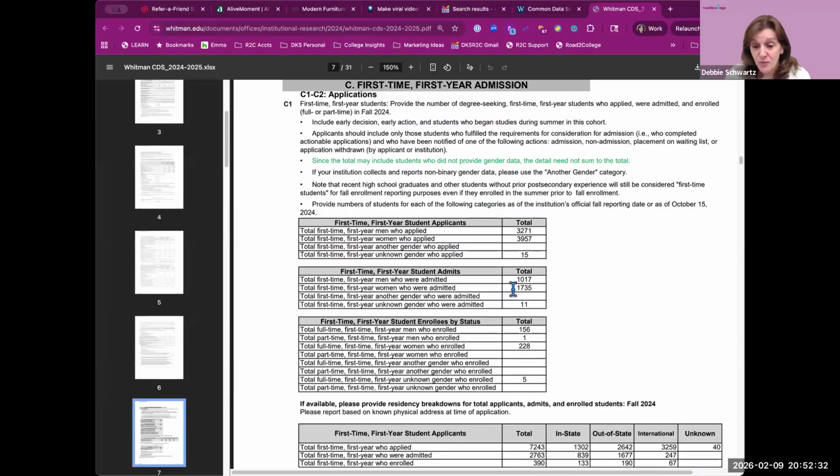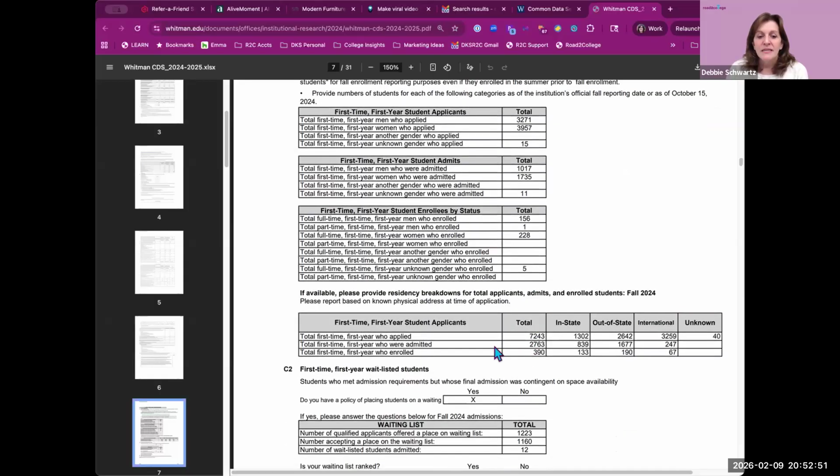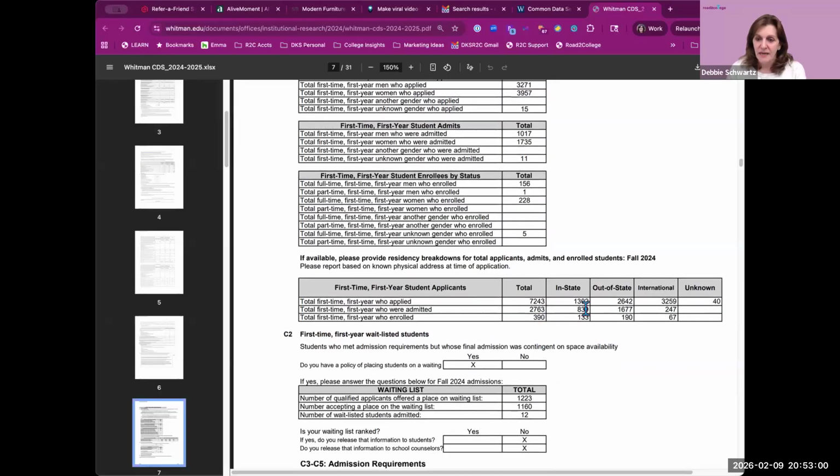And I guess Whitman might have decided, if you look at the numbers, and I'm just eyeballing it, that on a percentage basis they accepted more women than they did men, and obviously more women enrolled than men. So again, you can see all the numbers here. Some schools share all of this information in terms of in-state and out-of-state. Some don't, but Whitman's private, and I guess they just want to give you an idea of how many students are coming from in-state versus out-of-state and international.